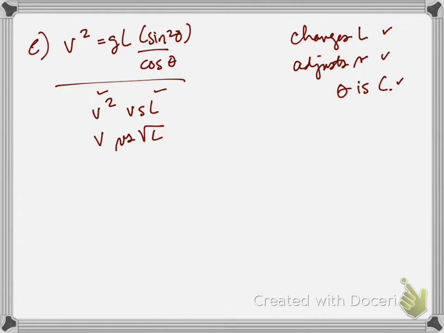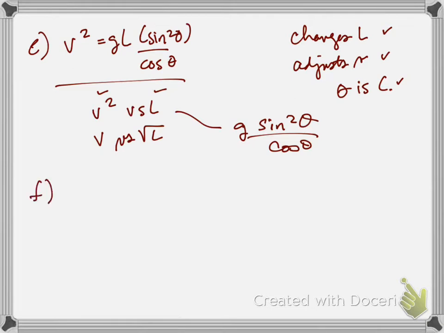And then, again, they don't ask us what the slope would be, okay? If we graphed v squared versus L, then the slope would be g sine squared theta over cosine theta, and then obviously you could just divide out the theta stuff and find g. But again, they're not asking us to do that, but it is what we could do.